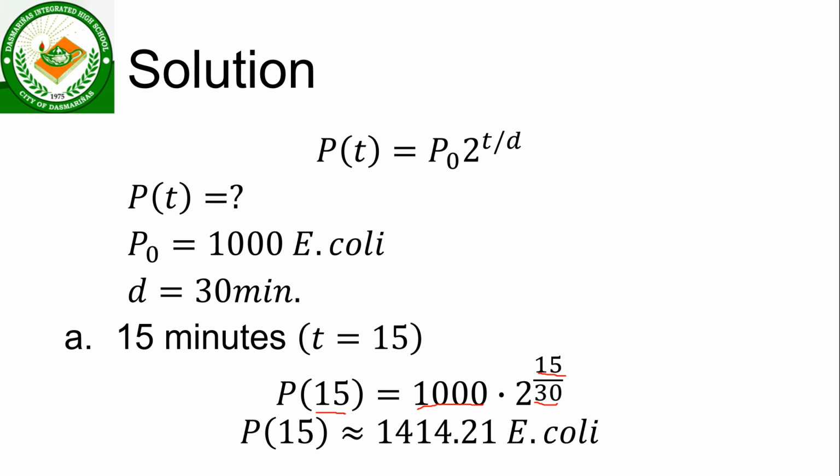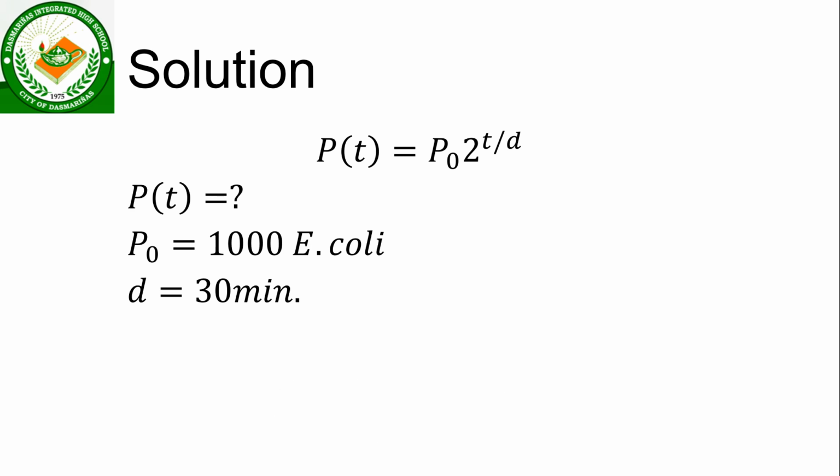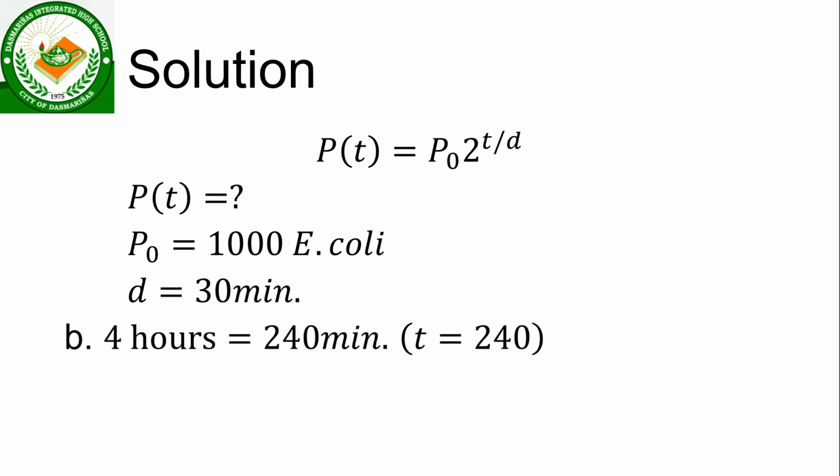So for our second example, we have here 4 hours. We have to take note that 4 hours is 240 minutes. Sir, why did you change 4 hours into minutes? Take note that the unit in doubling time is in minutes. Therefore, we are going to use minutes for our t, time t.